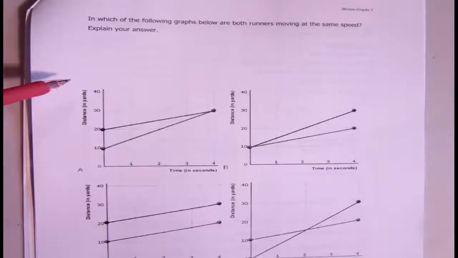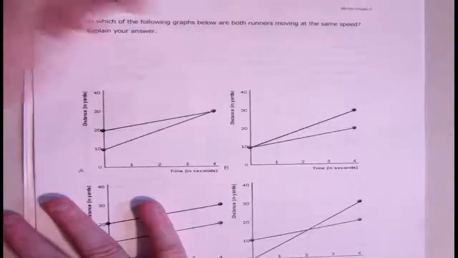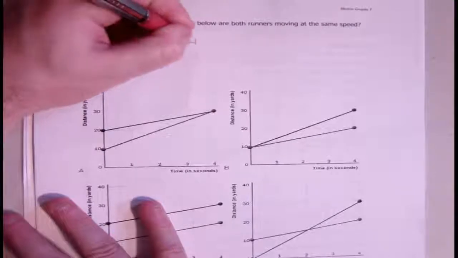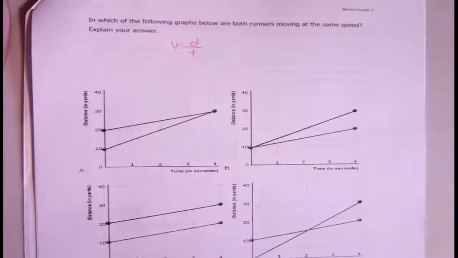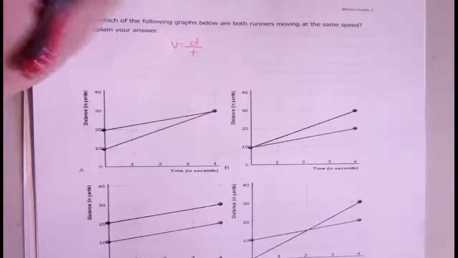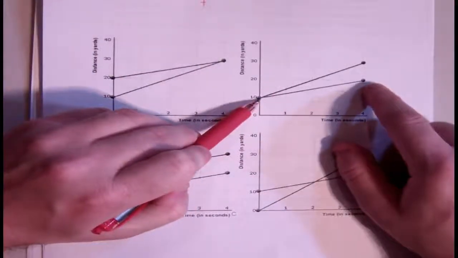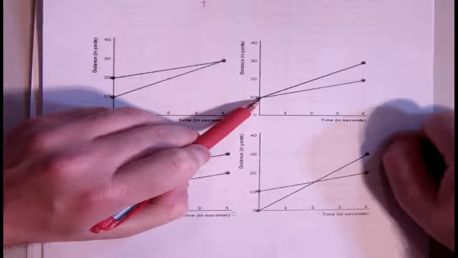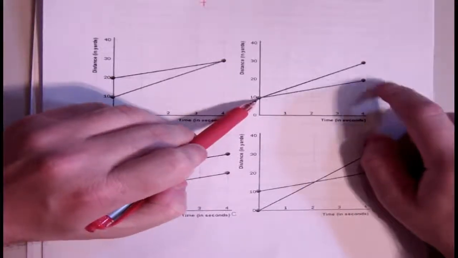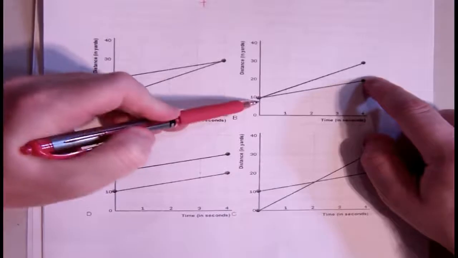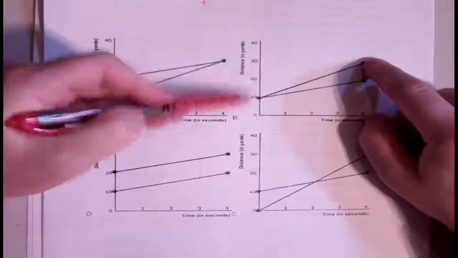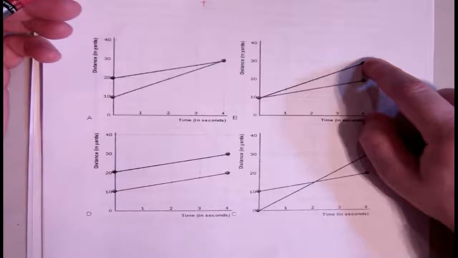Remember, the slant, you can calculate their speed because speed is velocity equals distance divided by time, but you can also look at the slant. If the slants are the same, then that means they run at the same speed. If they're clearly different, then they're going a different speed. So for instance, this one, if we're both timing how far we can run in 4 seconds, and I run 10 yards in 4 seconds, and you run 20 yards in 4 seconds, well, you're clearly faster. You doubled my speed.